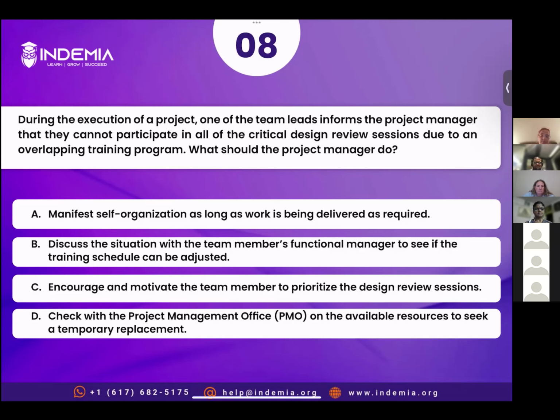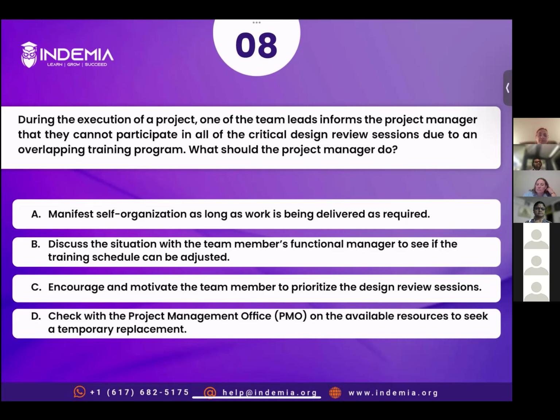And also, if we read the statement, it says during the execution of a project, one of the team leads, number one, they are the team leads. They inform the PM that they cannot participate in all the critical design review sessions, right? So these design review sessions are critical, and second, they are team leads, so their participation is really important. Replacement is the last resort. When nothing is working, then you can go with the replacement. Replacement is not the first option, okay? First, we try to see what's the priority of actions and can we do something? Can we adjust our plans?